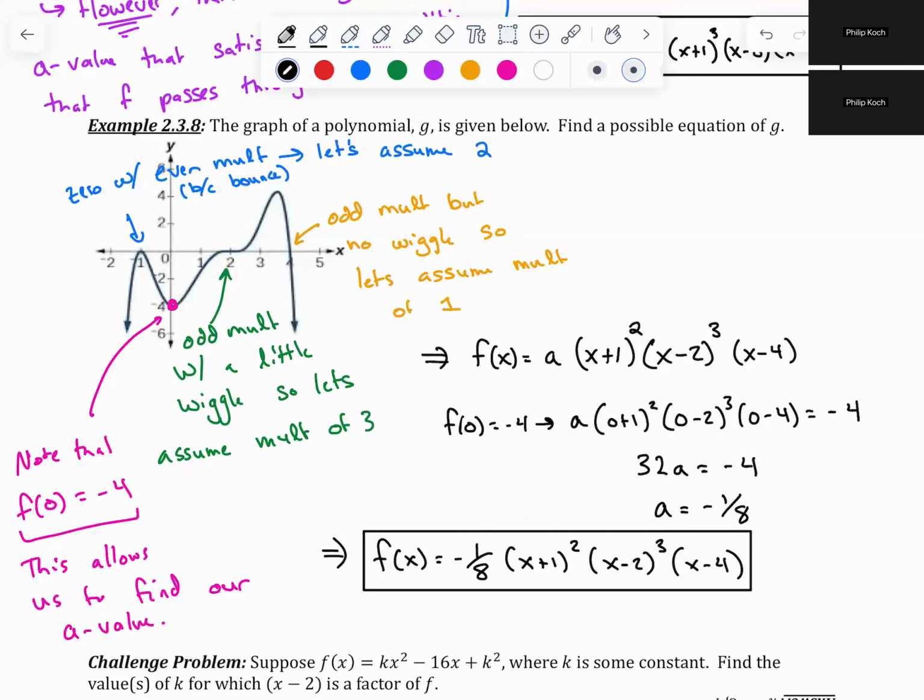Without enough information, we don't know if it's the third or the fifth or the seventh power, but convention would be to choose the smallest one that you can. Any questions on that? Correct. Cool.